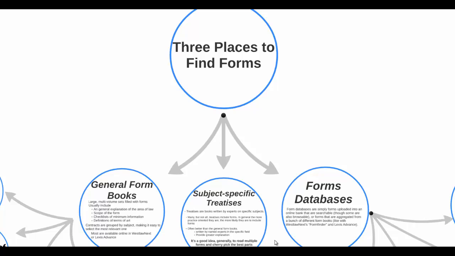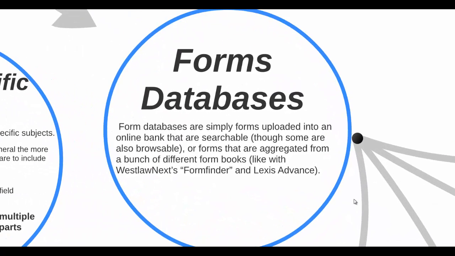Okay, and the third place to find forms are in forms databases. Form databases are simply forms uploaded into an online bank that are searchable, although some are browsable, or they are forms that are aggregated from a bunch of different books. So on Westlaw Next and Lexis Advance, what they've done is they've taken the many different books that contain forms, pulled those forms, and combined them together in a searchable database.